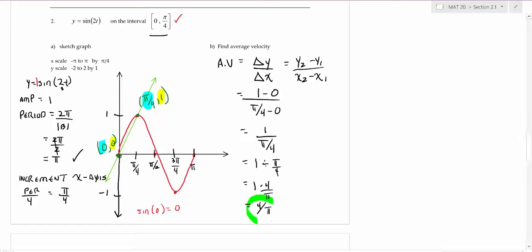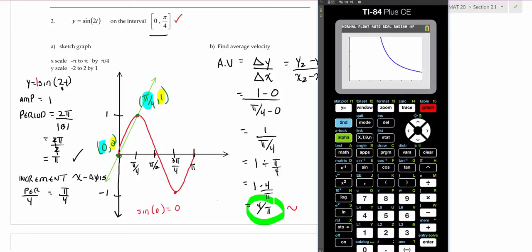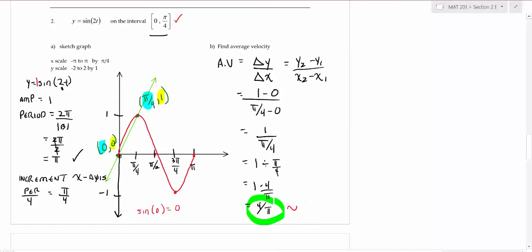And you could get a decimal answer on that also. Sometimes it's good to get decimal answers on this. So if I just go 4 divided by pi and round that off, that would be approximately a slope of about 1.27. So I'll say it's about 1.27. So that's how that would go.